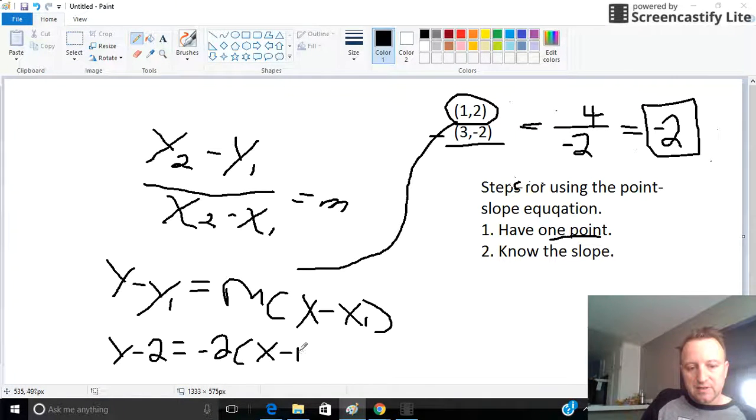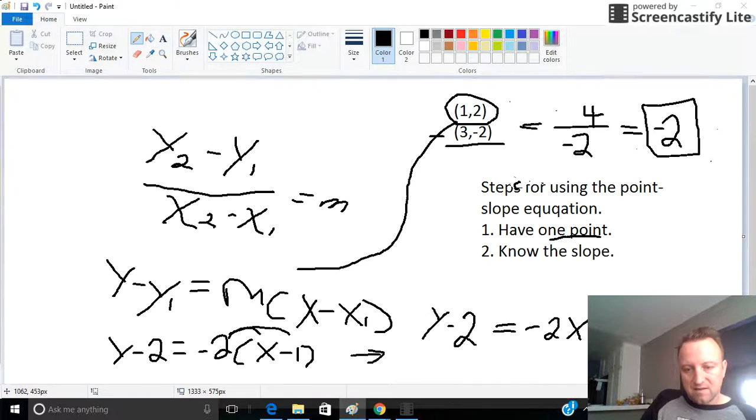Okay, from here it's pretty simple. We get the answer in 2 moves. We just distribute and then solve for y. Pretty simple here. Now we're running out of room, go to the side. So we'd have y minus 2 equals, and if we were to distribute these numbers here, we have a -2x, and negative times a negative is a positive, so plus 2.